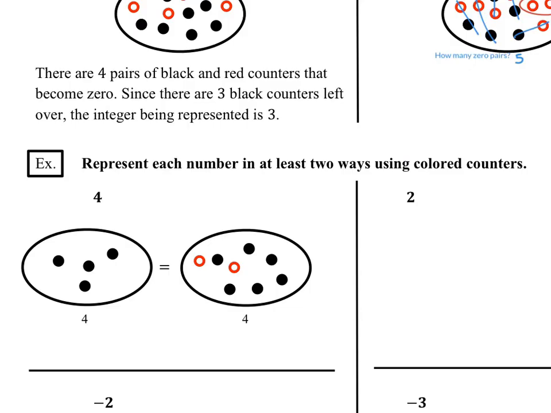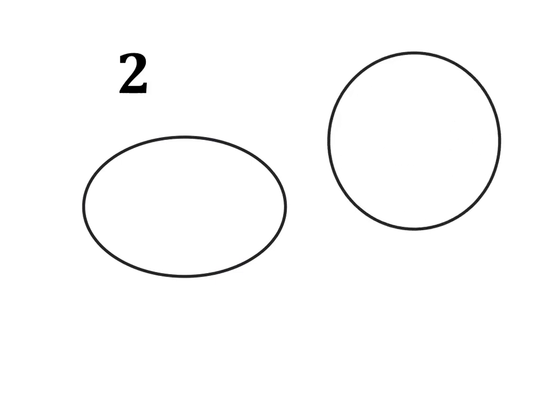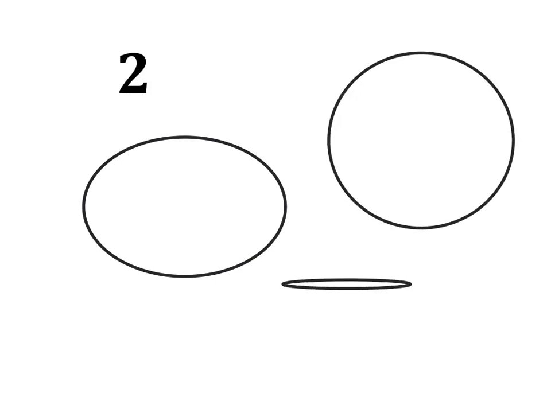Alright, represent each number in at least 2 ways using colored counters. Now, they use these ovals. You could use circles if you'd like to show each set. And since I do have a nifty tool for this one, I'm going to be using, well, I guess, ovals. Now, if you wanted to, you can make a circle. It's not going to matter.